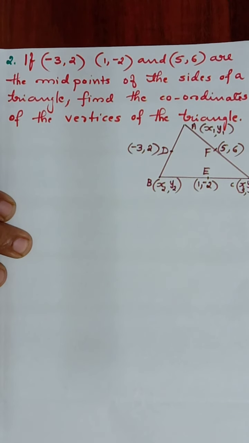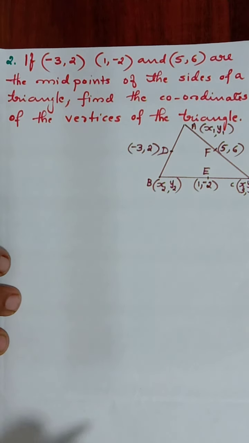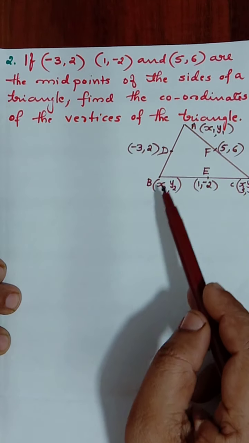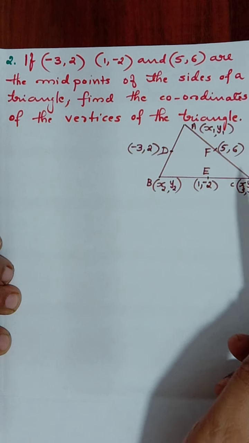If (-3, 2), (1, -2) and (5, 6) are the midpoints of the sides of a triangle, find the coordinates of the vertices of the triangle. So here the vertices A, B and C are not given to us. Let us mark them as (x1, y1), (x2, y2) and (x3, y3). The midpoints of the sides are given.